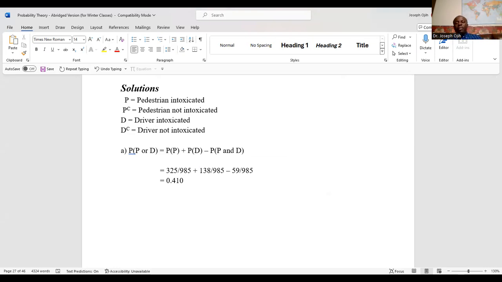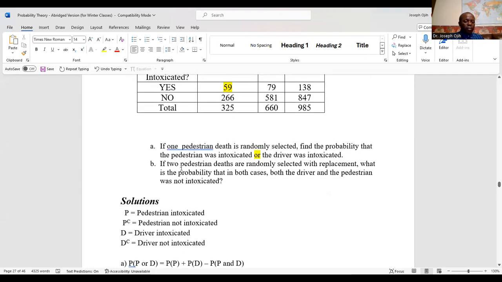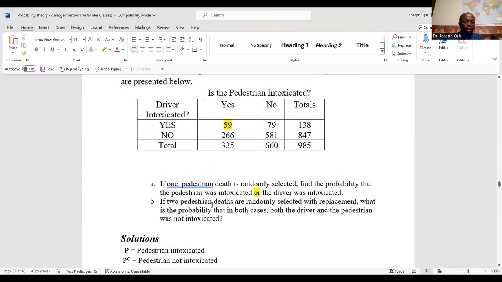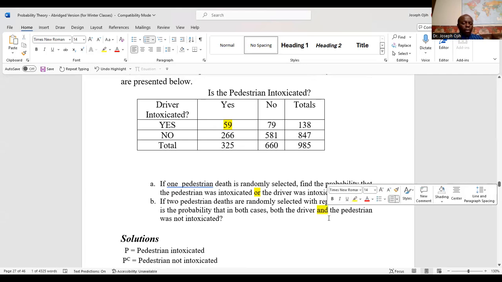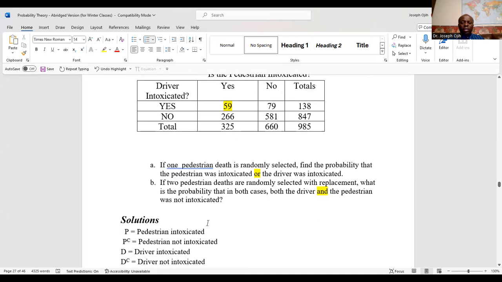With that, we have the probability that the pedestrian was intoxicated or the driver was intoxicated. And then this part says, if two pedestrian deaths are randomly selected with replacement, what is the probability that in both cases, both the driver and the pedestrian were not intoxicated? That means both of them were not intoxicated.